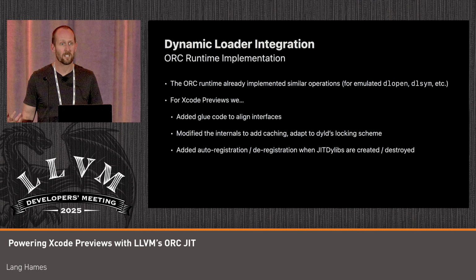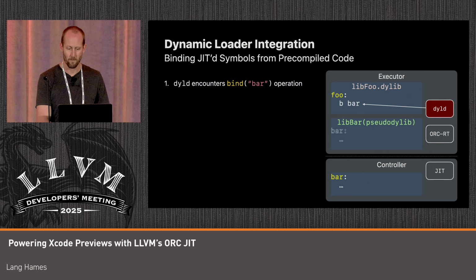Bar is going to be defined in a pseudo dylib called libbar, but nobody has looked it up yet, so it has no address in this process. The definition of bar resides in an object file in the built products directory. It's been registered with the Previews JIT, but no other work has been done for it yet. So what's going to happen is the system dynamic loader is going to come across a reference to bar, and it's going to say, okay, I need to find the address of this symbol.